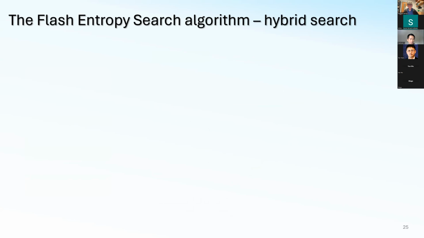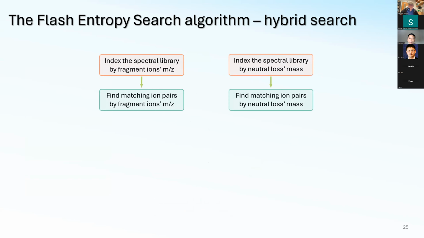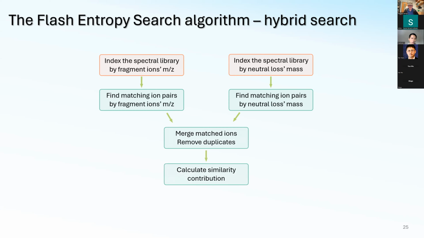For the hybrid search, as I showed you before, you need to consider both the fragment ions and the neutral loss ions. In this case, you do the index and first find the matching pairs by the fragment ion m/z. Then you do the same steps, but using the neutral loss mass. After that, you will find many matching ions. Then you merge these matched ions and remove the duplicates. You calculate the similarity contribution with the same idea, and update the similarity table. After that, you get the hybrid search similarity.